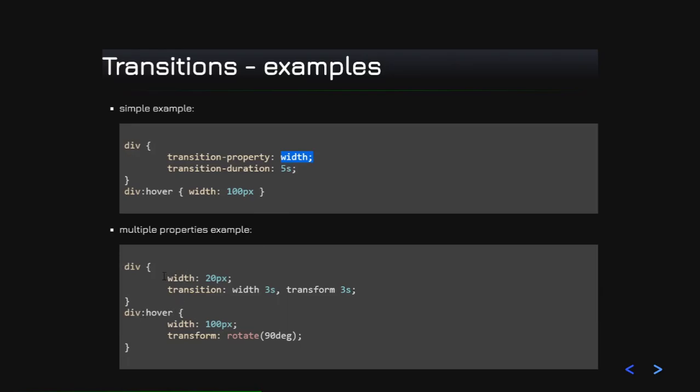But here we specify the width, we say that the transition should change the width in 3 seconds and should transform this div in 3 seconds. And so the width changes from 20 pixels. When the mouse is over the div, the width changes to 100 pixels, and the element is rotated 90 degrees. This is the transform property. So it specifies here that effects are applied to the width property in 3 seconds, and the animation takes 3 seconds for the width, and the effect is applied also to the transform property, which is specified here, and the effect takes 3 seconds.